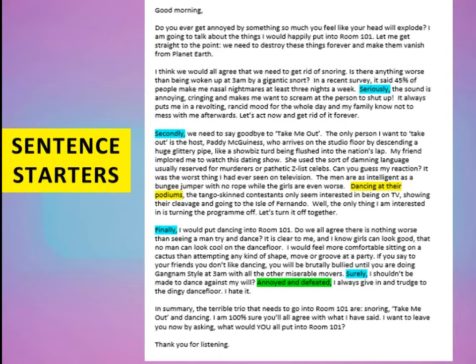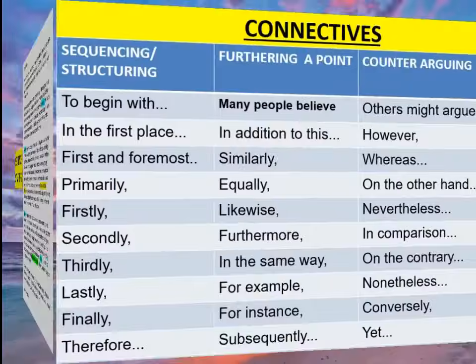So if you look at my text here, I haven't got too many, but I've got a few. So for words ending in ly, I've got seriously, secondly, finally, surely. For words ending in ing, I've got "dancing at their podiums," comma. For my adjectives, I've got "annoyed and defeated," comma. Remember, all of these sentence starters, you need a comma after them. So I've not done too many. However, I've done enough to show the examiner that I can use different sentence starters to up my grades.